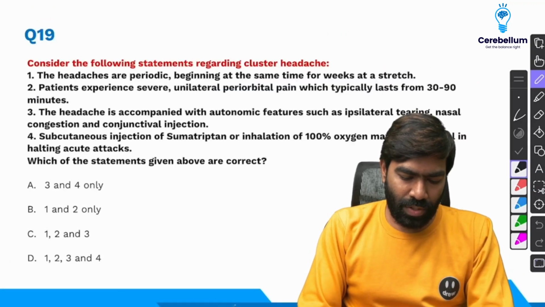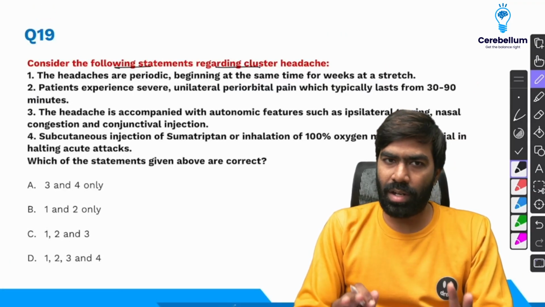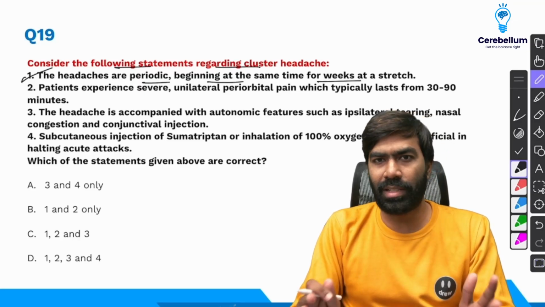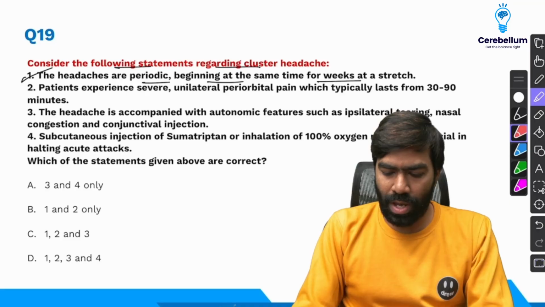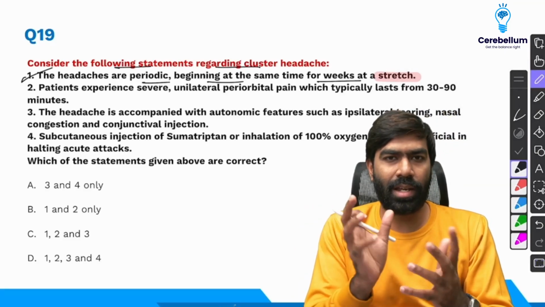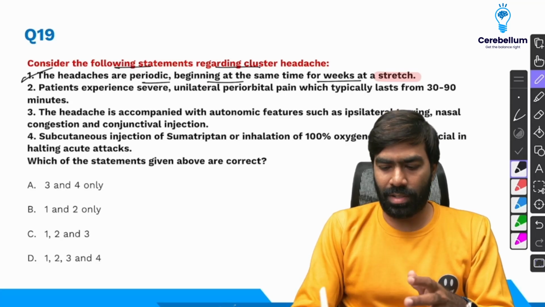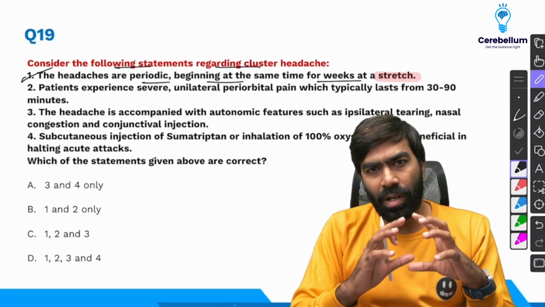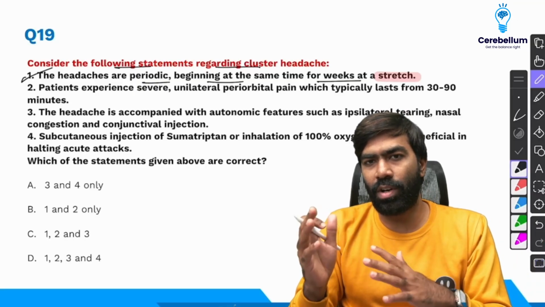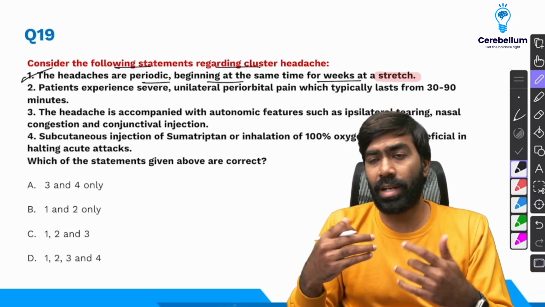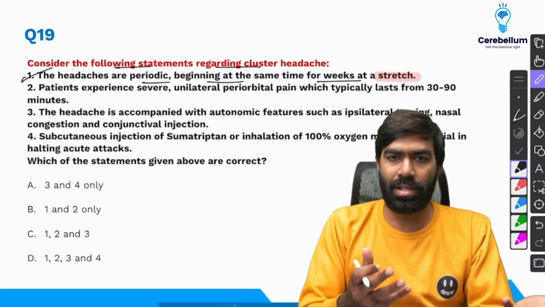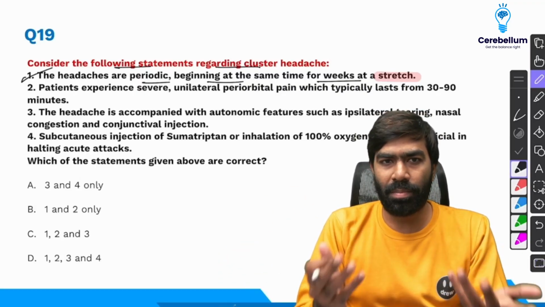So going to 19th question, consider the following statements regarding cluster headache. First statement states the headaches are periodic beginning at the same time for weeks at a stretch. And in fact, this is so characteristic of cluster headache, and this is the reason for the term cluster headache in that typical headache that we are discussing. So the headache tends to come in clusters and it tends to occur for a period of weeks, and after a period of weeks it tends to go for remission, and it can last for even month to years, and after that again the headache tends to come in clusters, typically going to affect the middle-aged men, especially in the 30s and 40s.